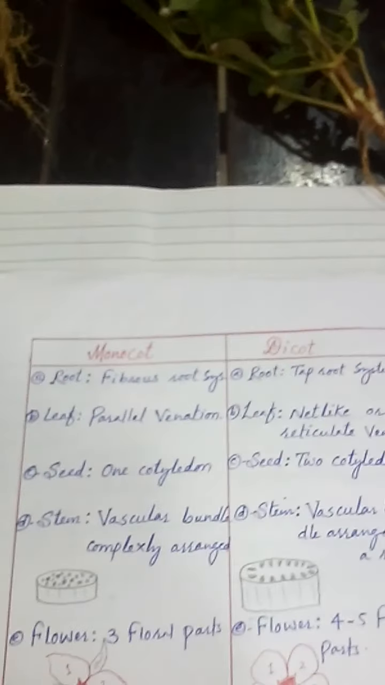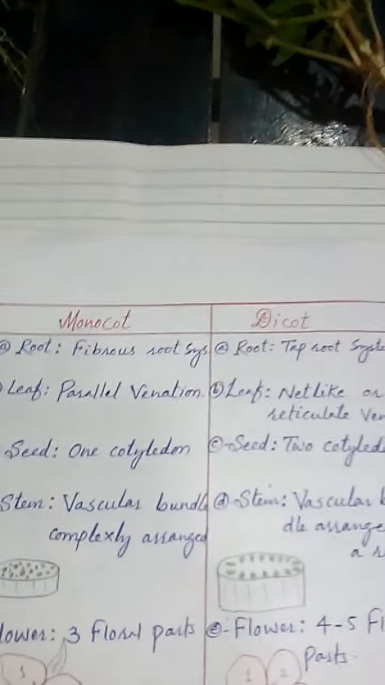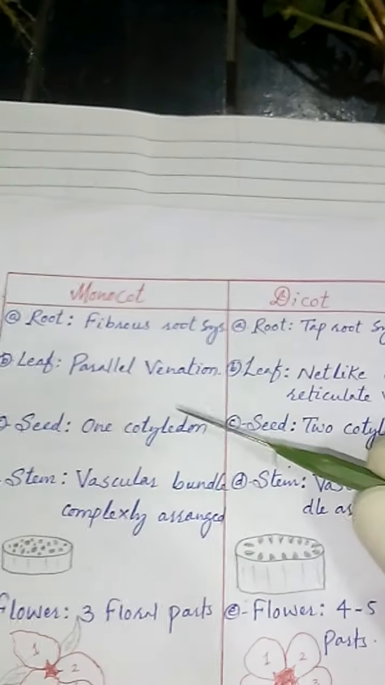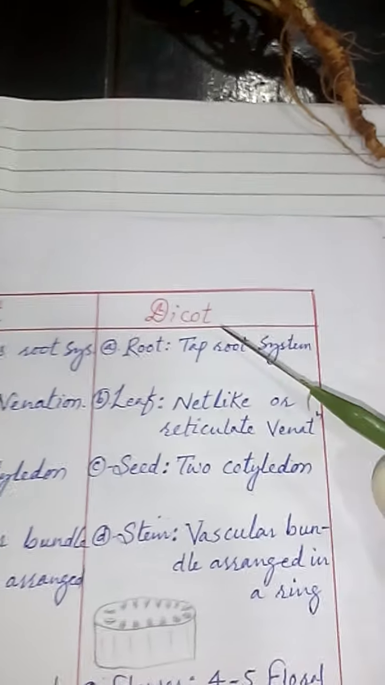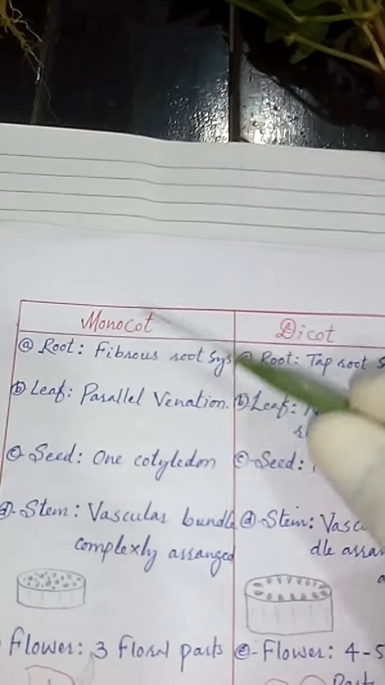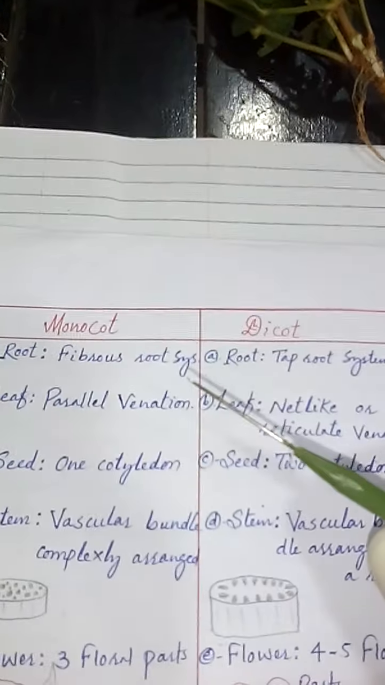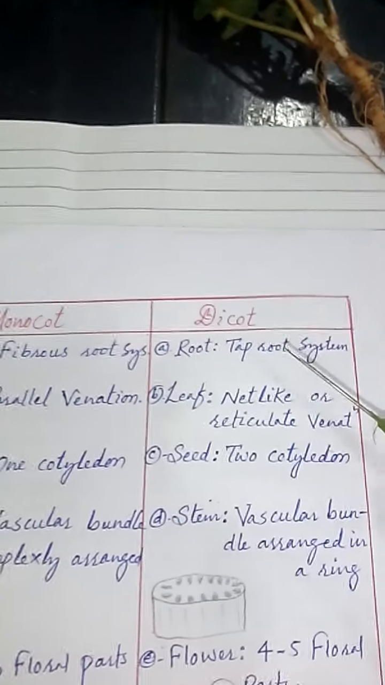Hello friends, in this lecture you will see the differences between the two types of plants, monocotyledons and dicotyledons, and I am sure with the help of the following points you can easily differentiate between the monocotyledon plant and the dicotyledon plant.